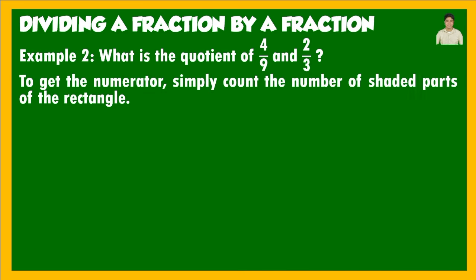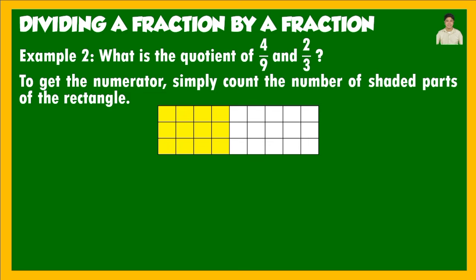Next step, to get the numerator, simply count the number of shaded parts of the rectangle. So, ayan, bibilangin lang po natin yung shaded parts, shaded portion ng rectangle, yung naka-yellow. So, we have 1, 2, 3, 4, 5, 6, 7, 8, 9, 10, 11, 12. So, yung shaded part po natin is 12. That is why our numerator is 12. So, yung hinahanap na lang natin yan is yung denominator.